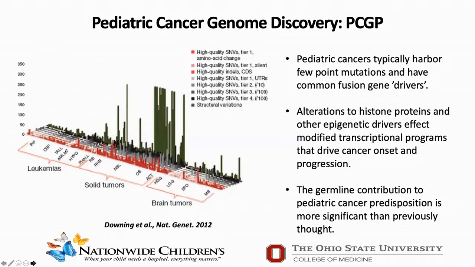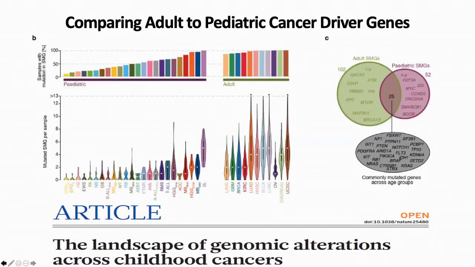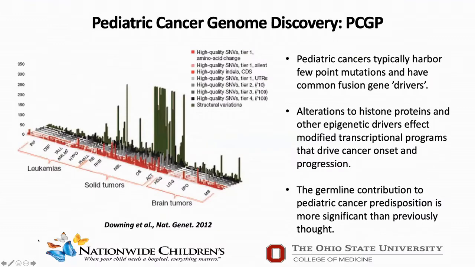Indeed, it is the case that in most pediatric cancers, there are alterations at the epigenetic level, either to histone proteins that effectively change chromatin packaging, or other epigenetic drivers such as altered methylation. And the downstream result of these epigenetic drivers is that there's a modified transcriptional program that drives cancer onset and progression. So I'll talk a lot today about these challenges in the epigenetic setting and how we're studying RNA to largely understand what they impart.